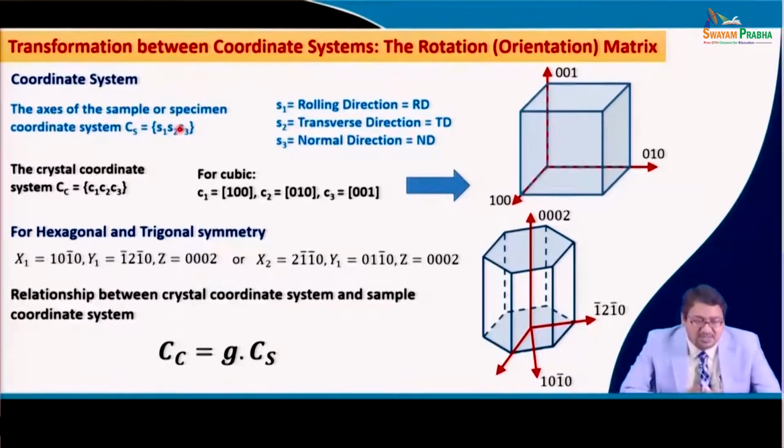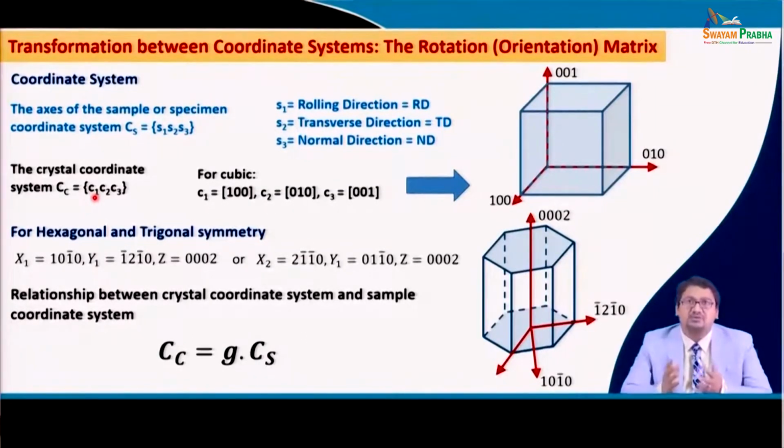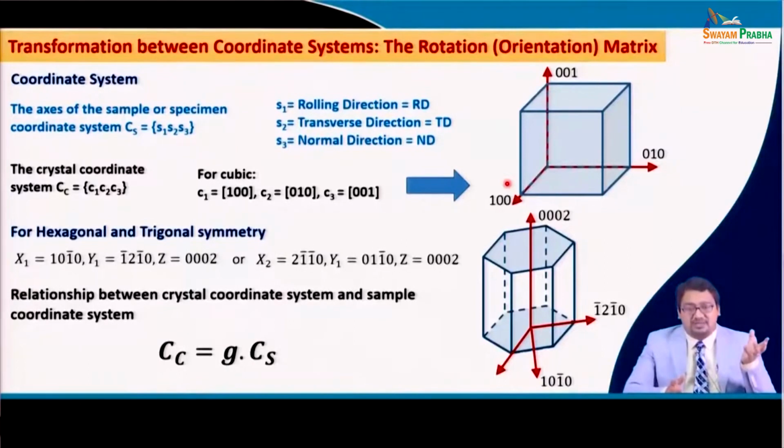Now, in case of cubic crystals, the crystal coordinate system is C 1, C 2 and C 3, where C 1 is equal to 1 0 0, C 2 is 0 1 0 and C 3 is 0 0 1. Here is the schematic of it, and this is also an orthonormal system. So, it is very easy to find the value of G, which is the orientation matrix relating the sample reference system, which is orthonormal, to the crystal reference system, which is again orthonormal, right.